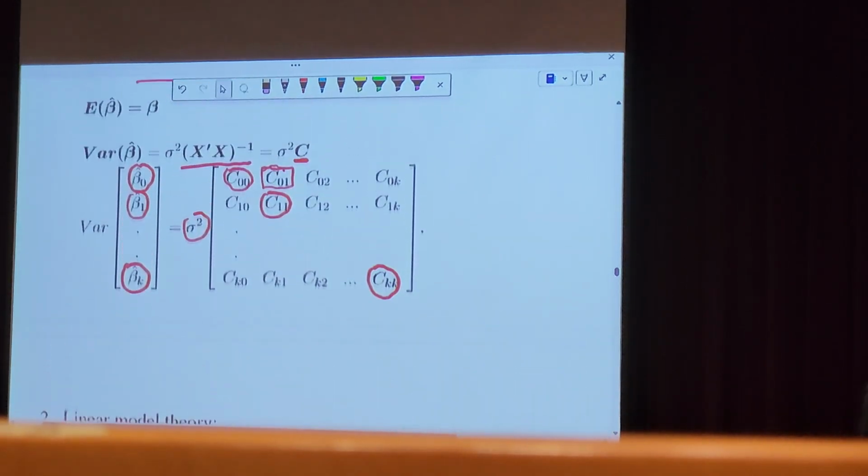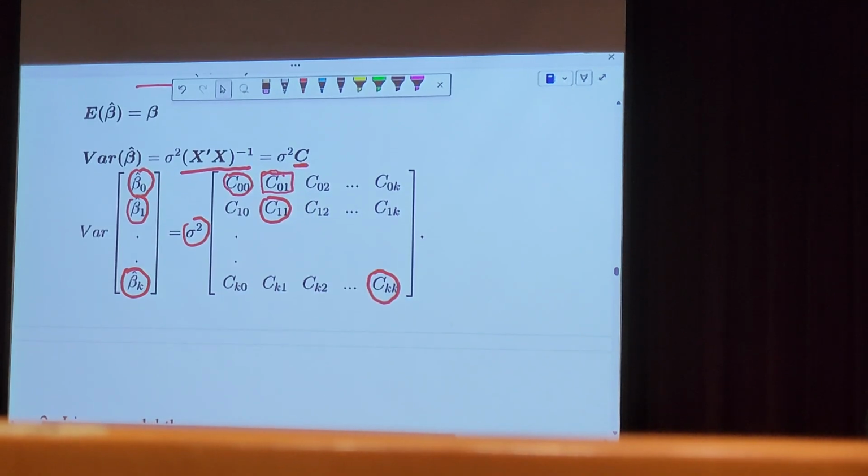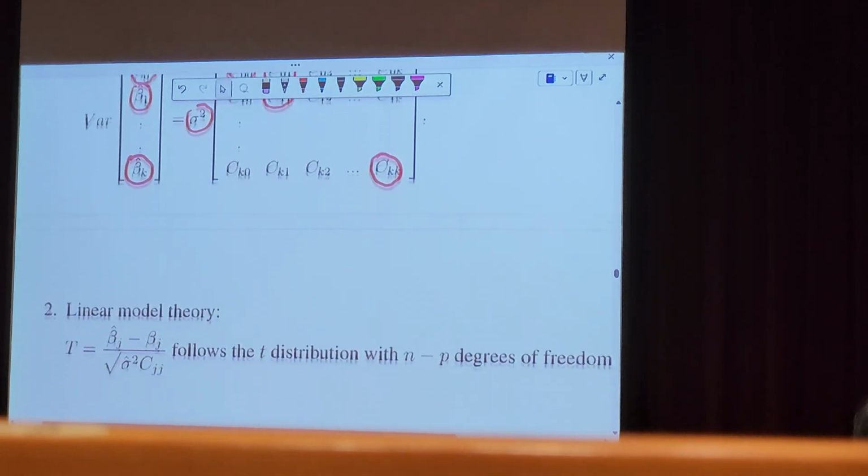Of course, we can estimate this using sigma hat. So that's what we have.